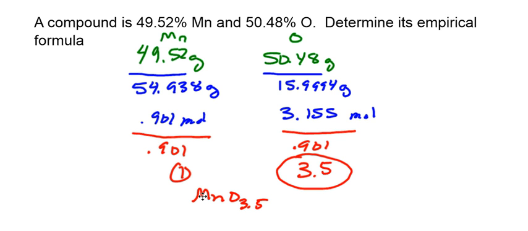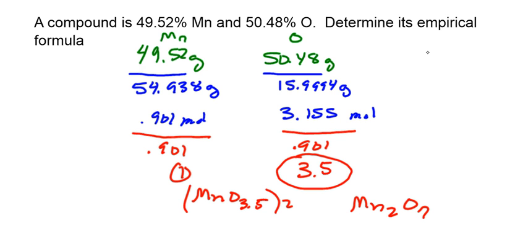And you cannot have 2.5 atoms. So we times this by 2. And the actual empirical formula is Mn2O7. So watch out for things that are like 3.5, 2.5, 1.5. You need to double the whole thing in order to get the compound. Because the ratio from this is 7 to 2, which is really 3.5 to 1.